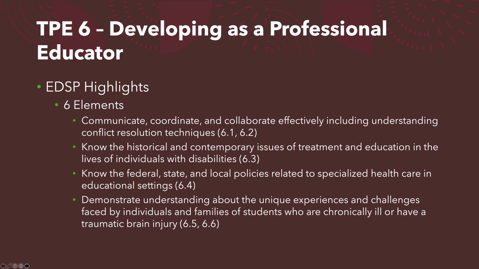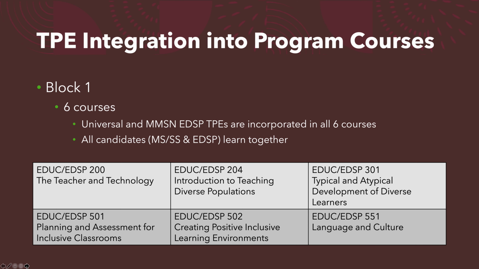The next 3 slides illustrate how the TPEs are integrated into the Concordia University Irvine Teacher Credential Program. The traditional program is divided into 3 semesters: Block 1, Block 2, and Block 3. In Block 1, students take 6 courses alongside their multiple subject, single subject peers. The Universal and EDSP TPEs are integrated into each course, and all credential candidates are introduced to and practice both sets of expectations.